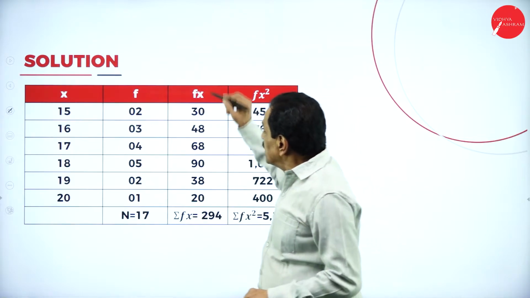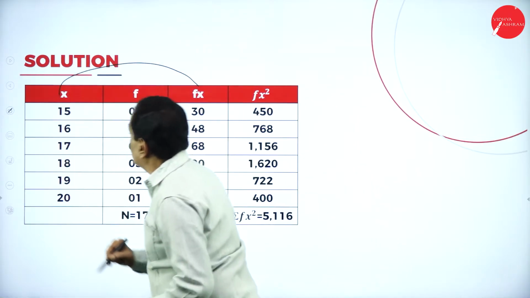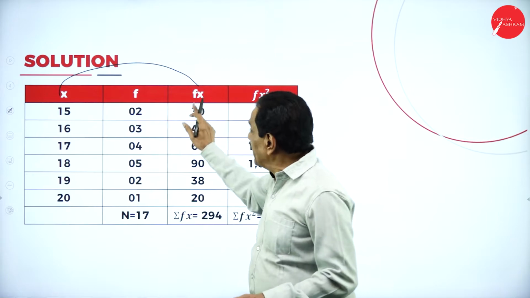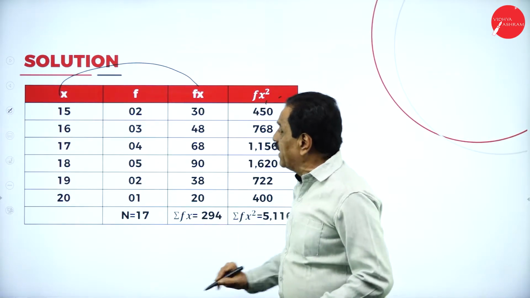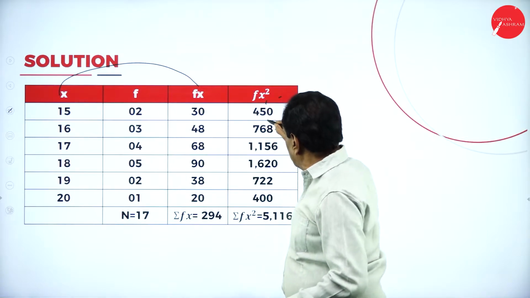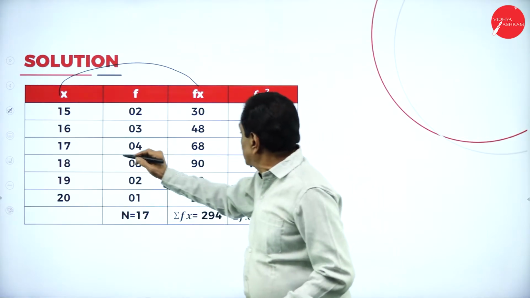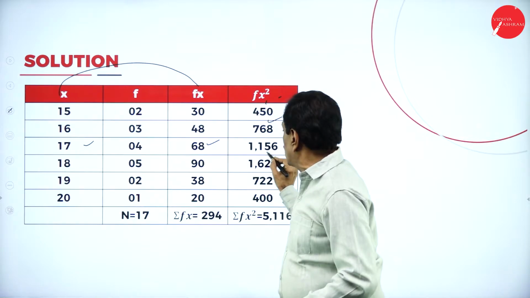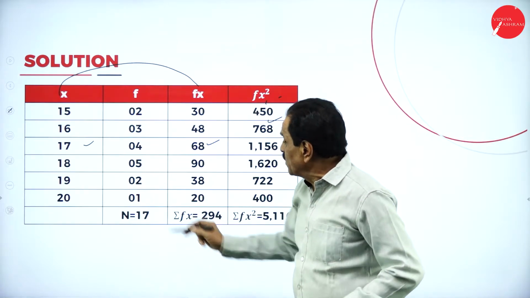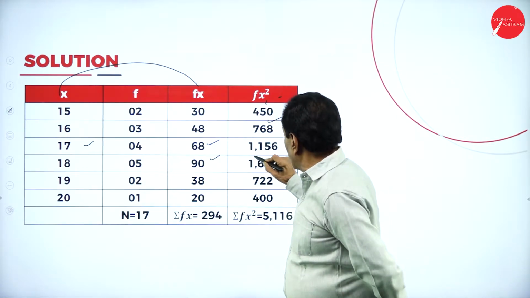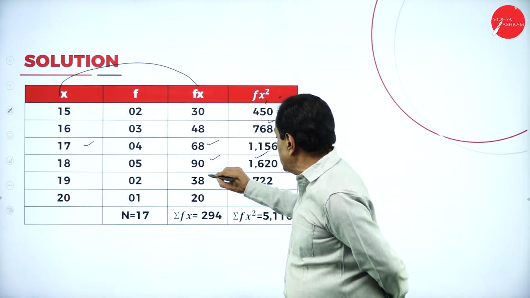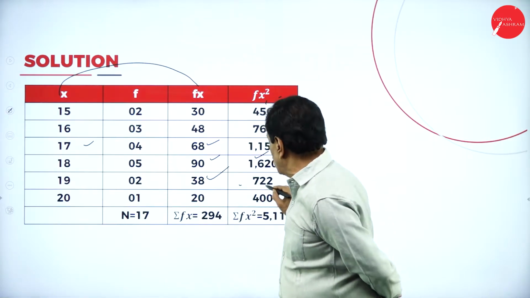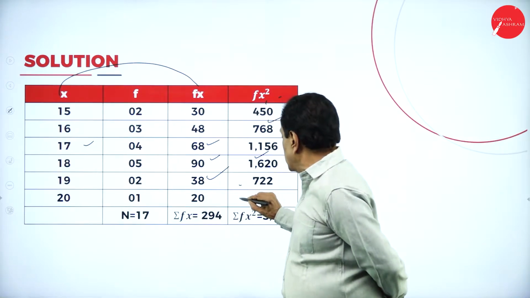What is the next step? Sigma fx into x, you have to multiply. That is fx into x. 15 into 30 is 450. 16 into 48 is 768. 17 into 68 is 1156. 18 into 90 is 1620. 19 into 38 is 722. 20 into 20 is 400.